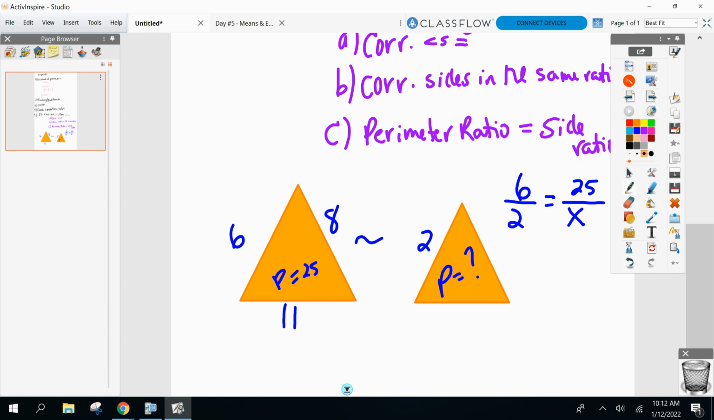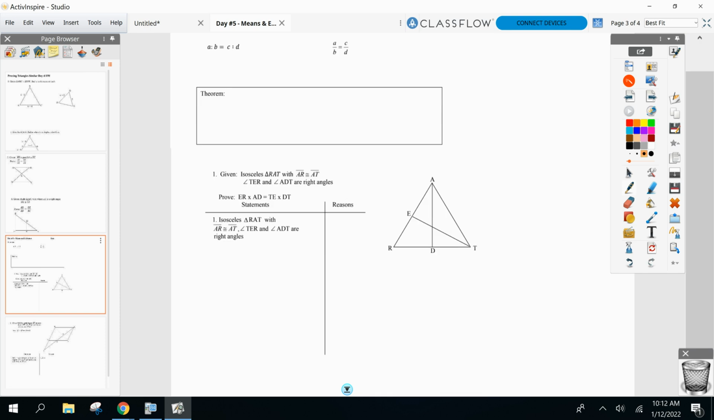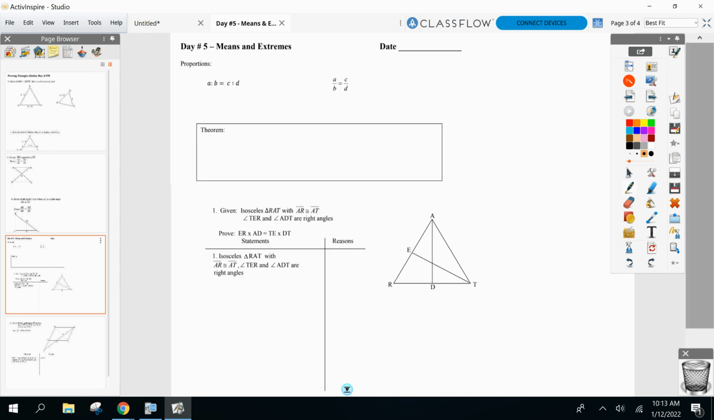All right, let's move on then. Let's move on to today's stuff. It's quick notes today. Quick notes. 2 proofs and a lot of practice from you guys. 2 proofs. We're going to take our proofs right now and make them one step longer.